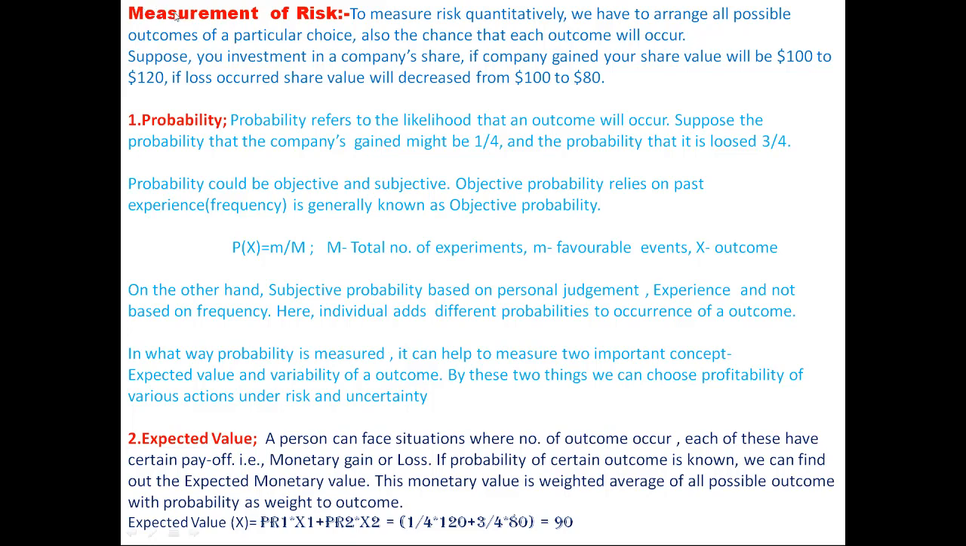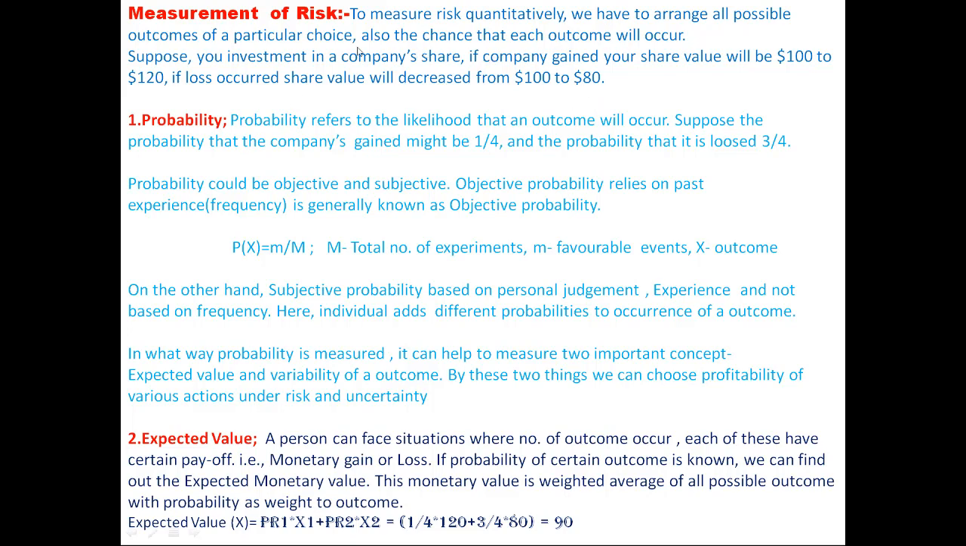Now, measurement of risk. Risk can be measured; that is quantitative. We have to arrange the possible outcomes of a particular choice, and also the chance that each outcome will occur. So we have to arrange what the possible outcomes are and what the probability of each particular outcome is. Suppose you invest in a company. If you gain, your share value will go from $100 to $120. If you lose, or if a loss occurred, then your value decreases from $100 to $80.